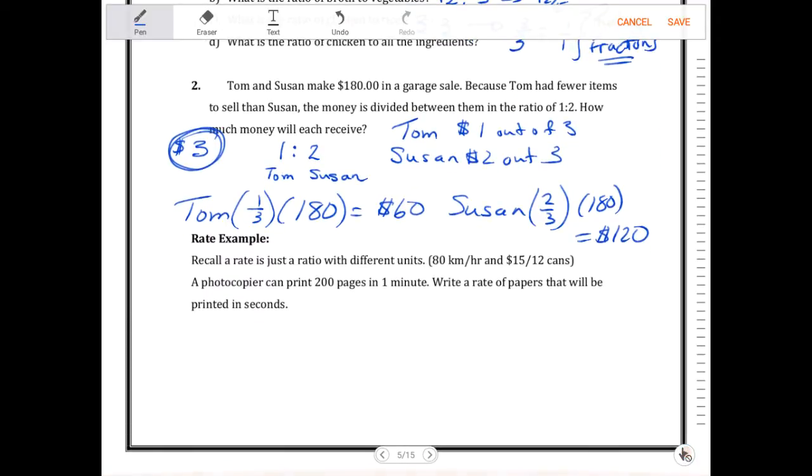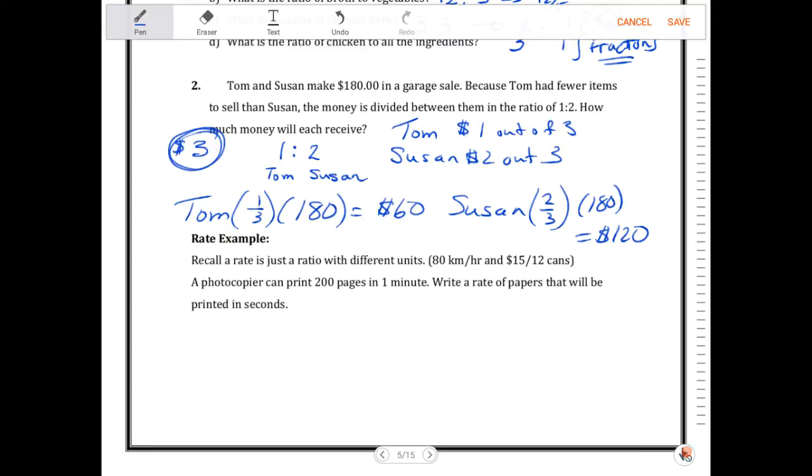Here's a rate example. We'll go on. It says, recall a rate is just a ratio with different units. 80 kilometers per hour, $15, 12 cans. A photocopier can print 200 pages in 1 minute. Write a rate of papers that will be printed in seconds.